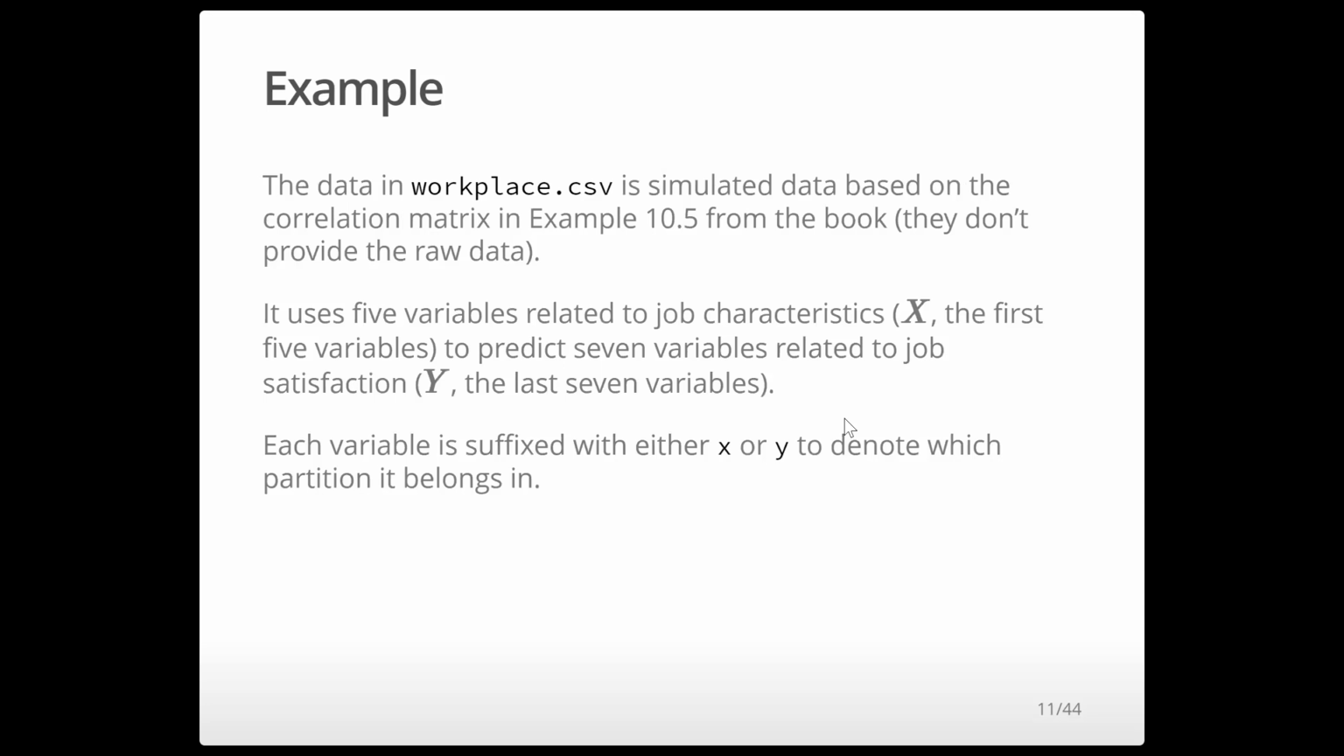So let's look at an example. This is a data set that's simulated based on the correlation matrix in example 10.5 from the book. They don't provide the raw data for this, they just provide a correlation matrix. It uses 5 variables related to job characteristics. These are the X variables, the first 5 variables. They're being used to predict 7 variables related to job satisfaction, the Y variables. And each variable is suffixed with either X or Y to denote which partition it belongs in.